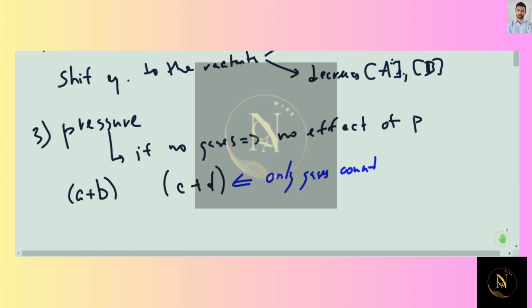So if A plus B is greater than C plus D, so the reactants have more gases than the products, then we have to lower pressure to shift equilibrium to the left, to the reactants.